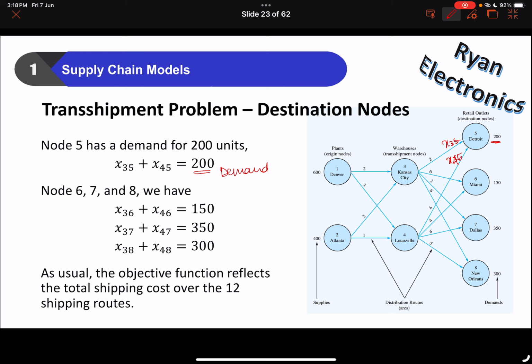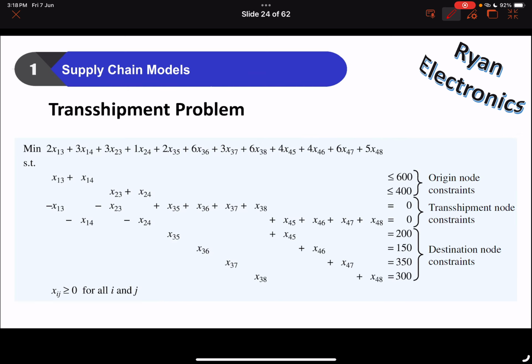Okay, so as usual, the objective function reflects the total shipping cost over the 12 shipping routes. 1, 2, 3, 4, 5, 6, 7, 8, 9, 10, 11, 12. So that makes your linear programming model. Okay, so this is your linear programming model.